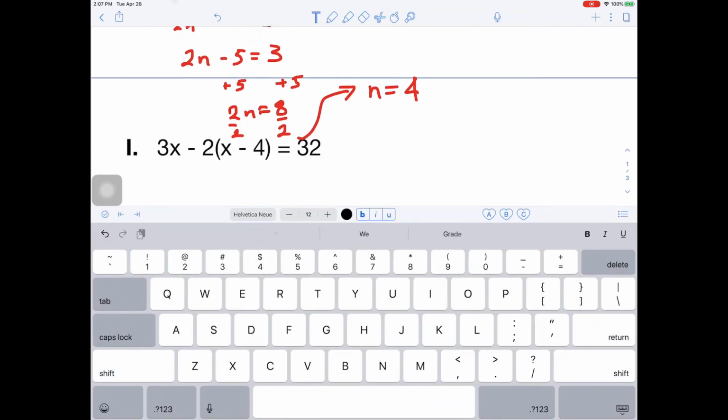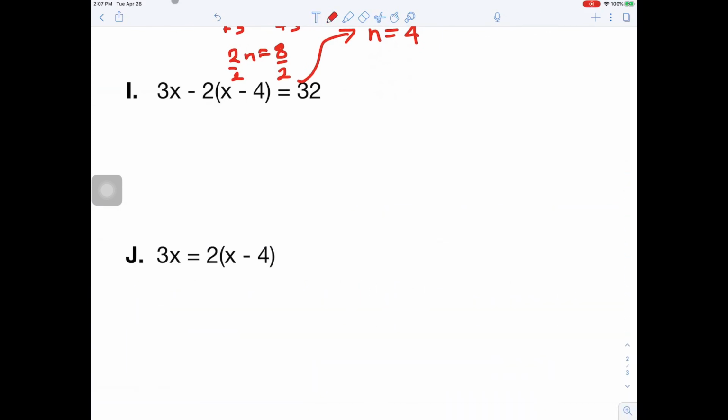All right, moving on to I. I is a little bit different, because you have to remember the distributive property of multiplication first. We have to do the stuff that's in the brackets first, which means that we have to go 2 times x and 2 times negative 4. That's going to change your answer.